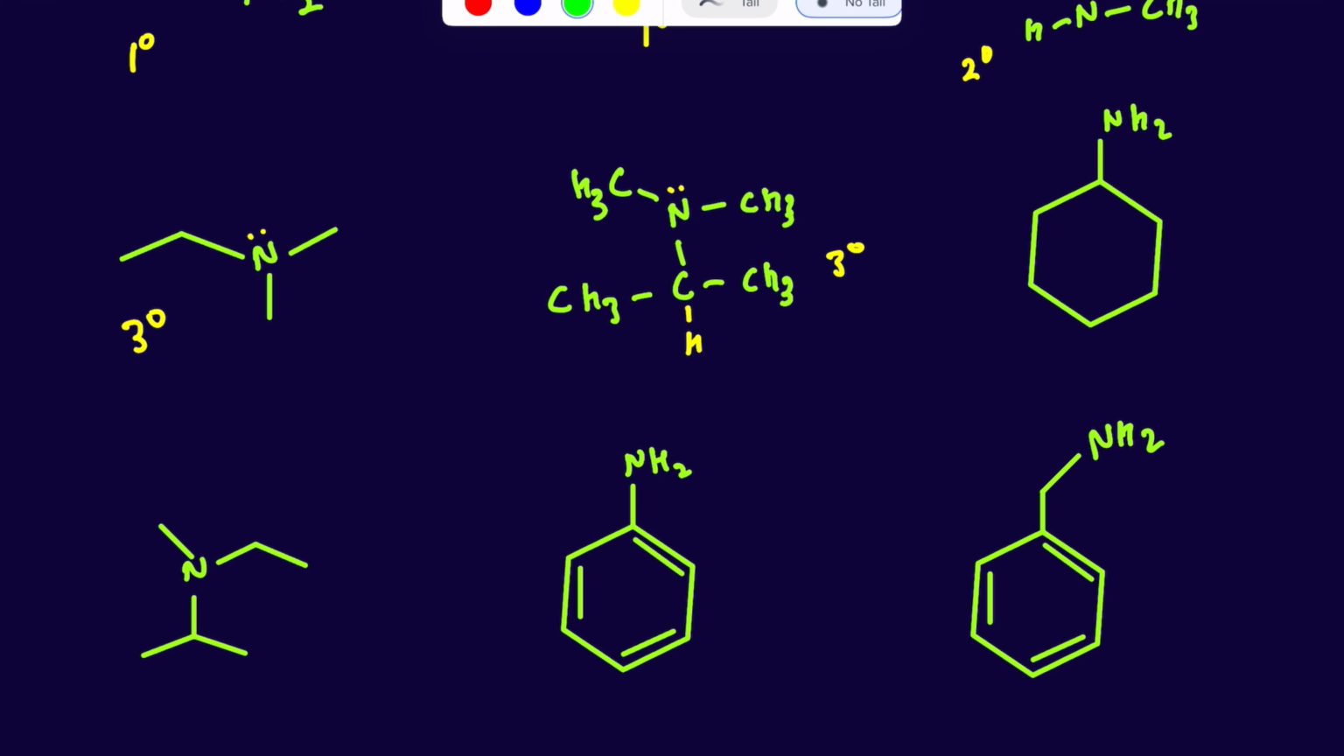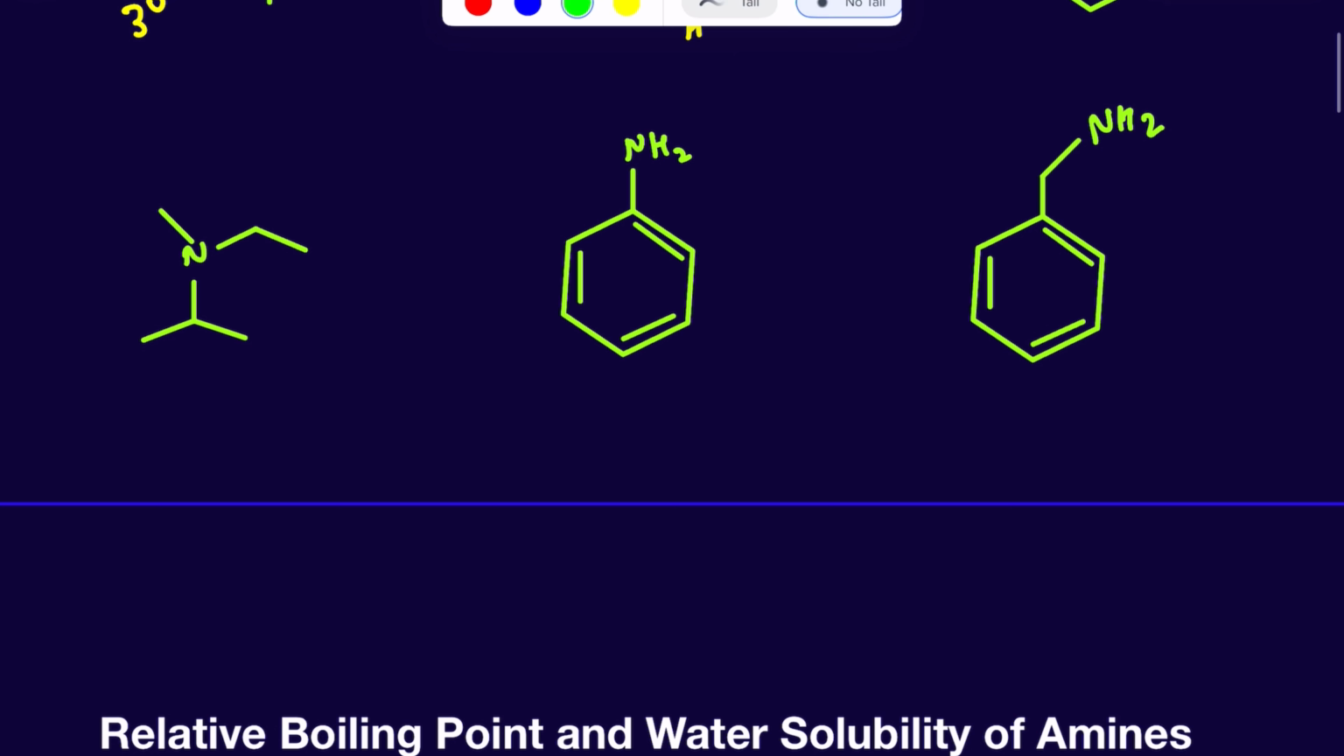Looking at this next one here, it's in a ring, but remember it's not an aromatic ring. It does not have any of those double bonds conjugated with one another. So all I'm really seeing is a nitrogen that got two hydrogens and an R group, so that would be a primary amine. Coming down here, I got an isopropyl group, I got a methyl, I got an ethyl. So these three R groups connected to the nitrogen, that would make it a tertiary amine.